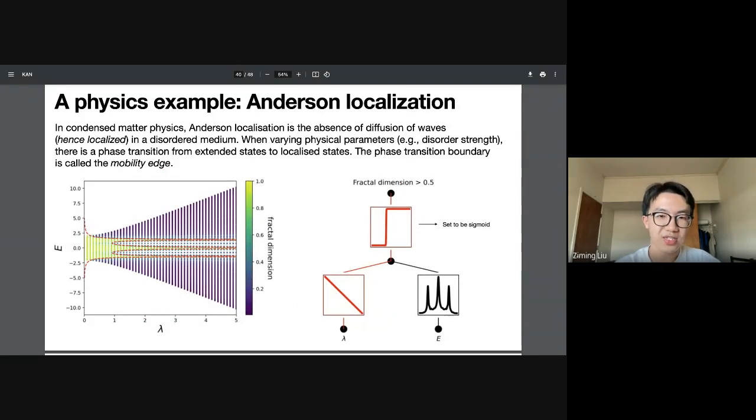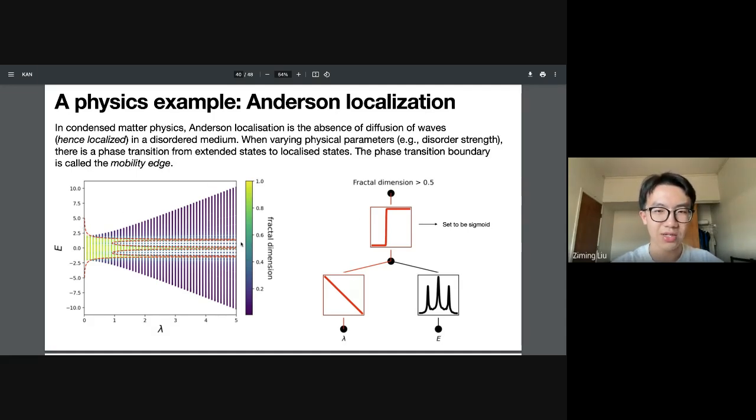So for the physics example, it might be a bit too technical, but we are studying Anderson localization. When we tune some physical parameters, sometimes your quantum states will become localized, sometimes extended. So we want to understand the phase transition, where the phase boundaries are in this physical parameter space.